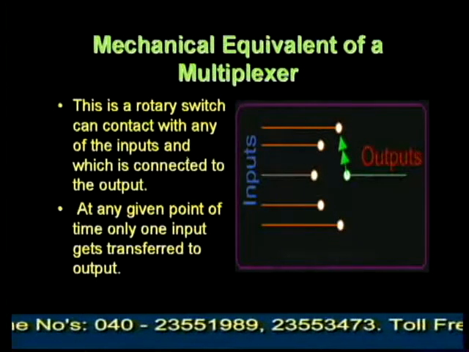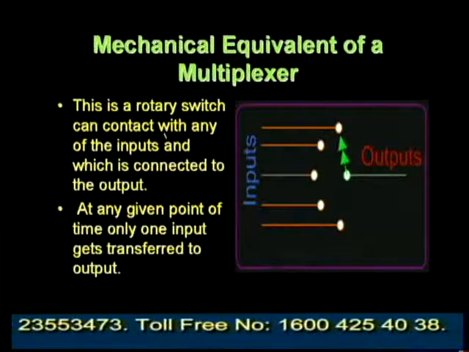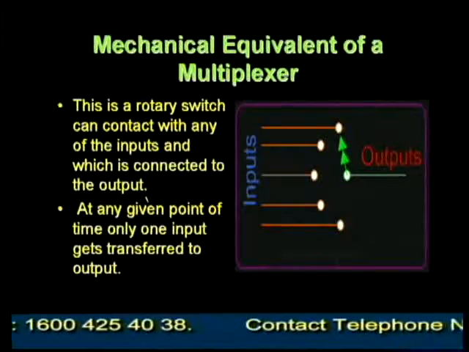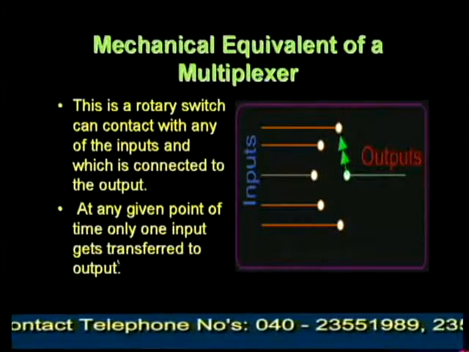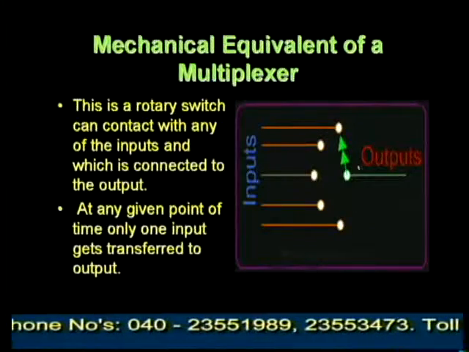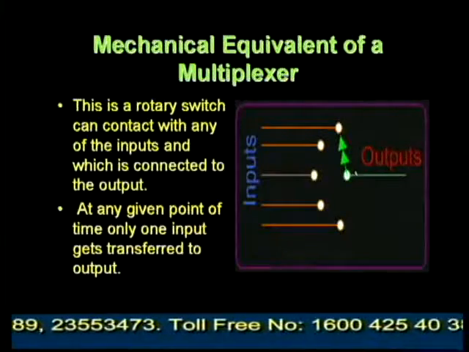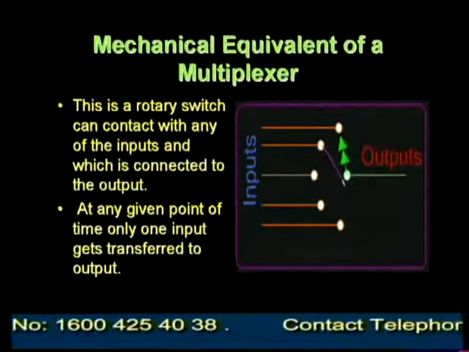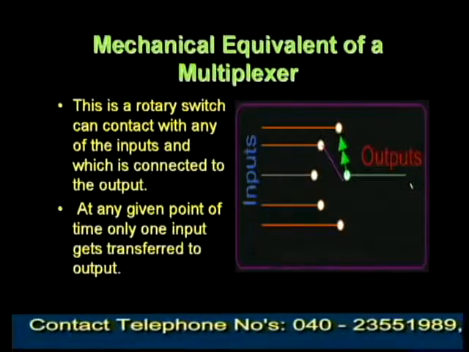This is the mechanical equivalent of a multiplexer: a rotary switch which can make contact with any of the inputs and which is connected to the output, and at any given point of time only one input gets transferred to the output. That is very clear from this diagram. Now the first input is connected to the output. When the switch rotates to this place, the second input will be connected. Only one input will be connected to the output at a time.